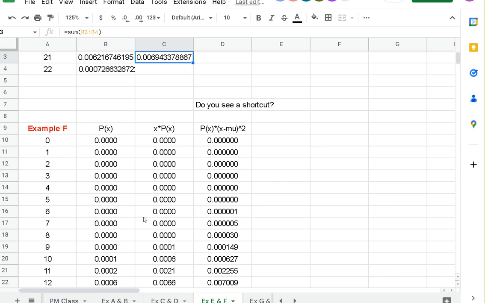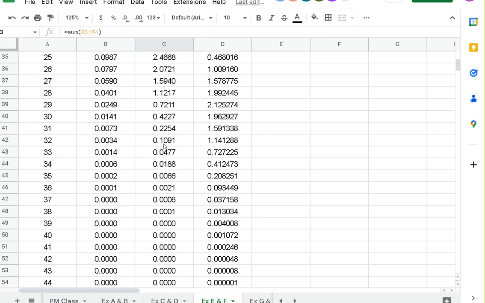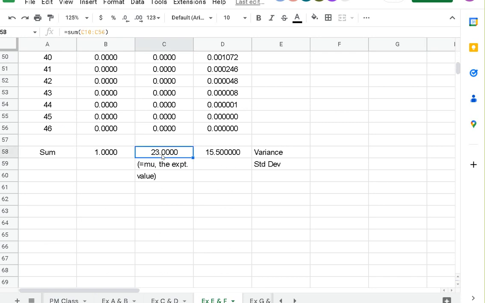Looks pretty easy. Do you remember what we did to calculate that expected value? We took x times p of x, so that's this column right here. What did I do after I took x times p of x to get the expected value? I summed it all up. And guess what? It's 23. Wow, that's kind of cool. That's going to give us a shortcut.